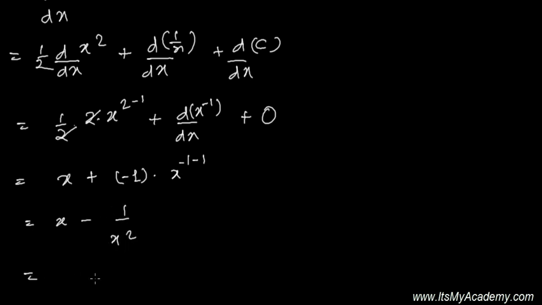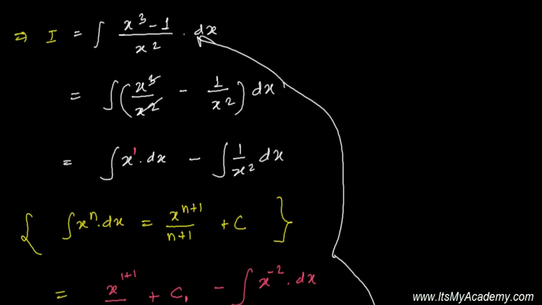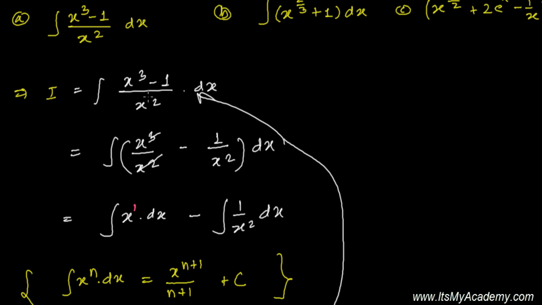So now x squared is the LCM, and x squared will multiply this, so you'll get x cubed minus 1 over x squared. Now tell me, what is this? That's the thing given in the question. See here, x cubed minus 1 over x squared.